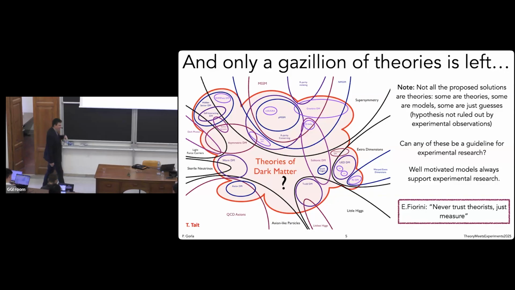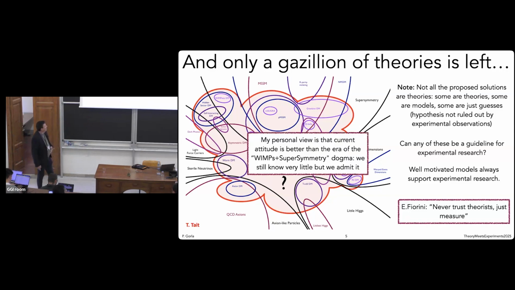it's clear, and you will hear in these days, and one of the reasons I really like the approach of this school is that we put together the way we understand things and the way we have to measure things to confirm the understanding. So in some way, my personal view is that the current attitude, the fact that now we look in an absolutely open-minded way at all the possible models, is much more scientific than it was in the age of the WIMP miracle.